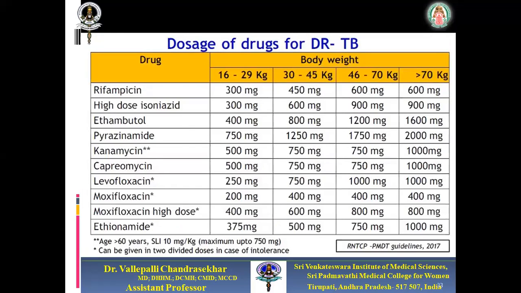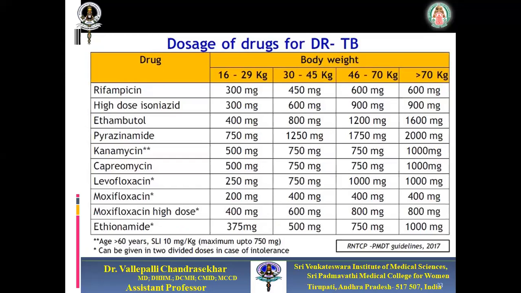So this is the dosage chart which we are following, right? From this chart you might be getting a lot of MCQs in our competitive exams when you are preparing for NEET or any other examinations. So here again, it is divided into 4 categories of body weight: 16 to 29, 30 to 45, 46 to 70, more than 70 kilograms.